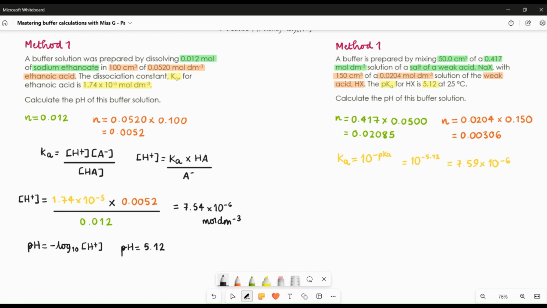But at this point, we've now got everything that we need to be able to, again, write our Ka expression. Now, because they've given us it as HX and NaX, I'm going to follow suit and go with H plus and X minus as opposed to A minus, but they mean exactly the same thing, so don't be thrown by that. And then dividing it by HX. And then again, when I rearrange it to get H plus as the subject, this is where I would then drop the square bracket. So Ka times the moles of HX divided by the moles of the X minus.